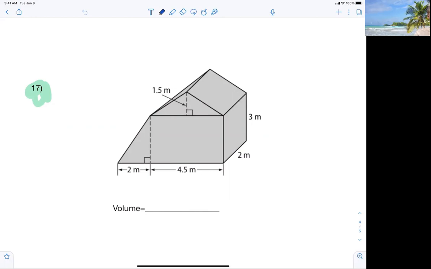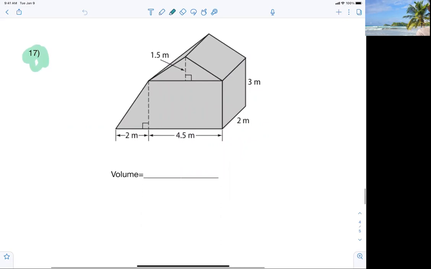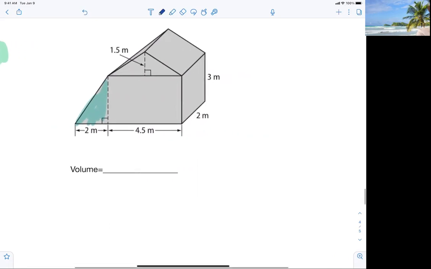Does everybody see that there are 2 triangular prisms and a rectangular prism? Does everybody see that? All right. So what I would like is for everybody to talk to me about this triangular prism on the side. I want everybody to put down V equals. Now, what is the base shape of that prism? Triangle.